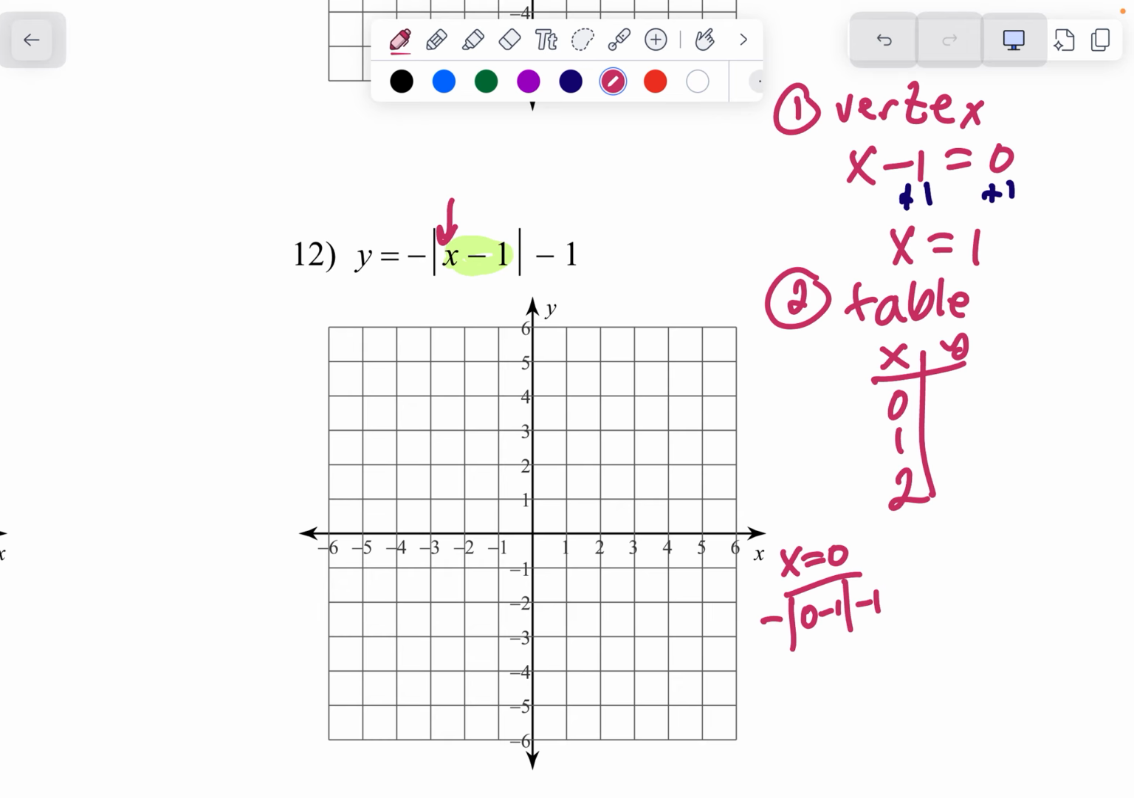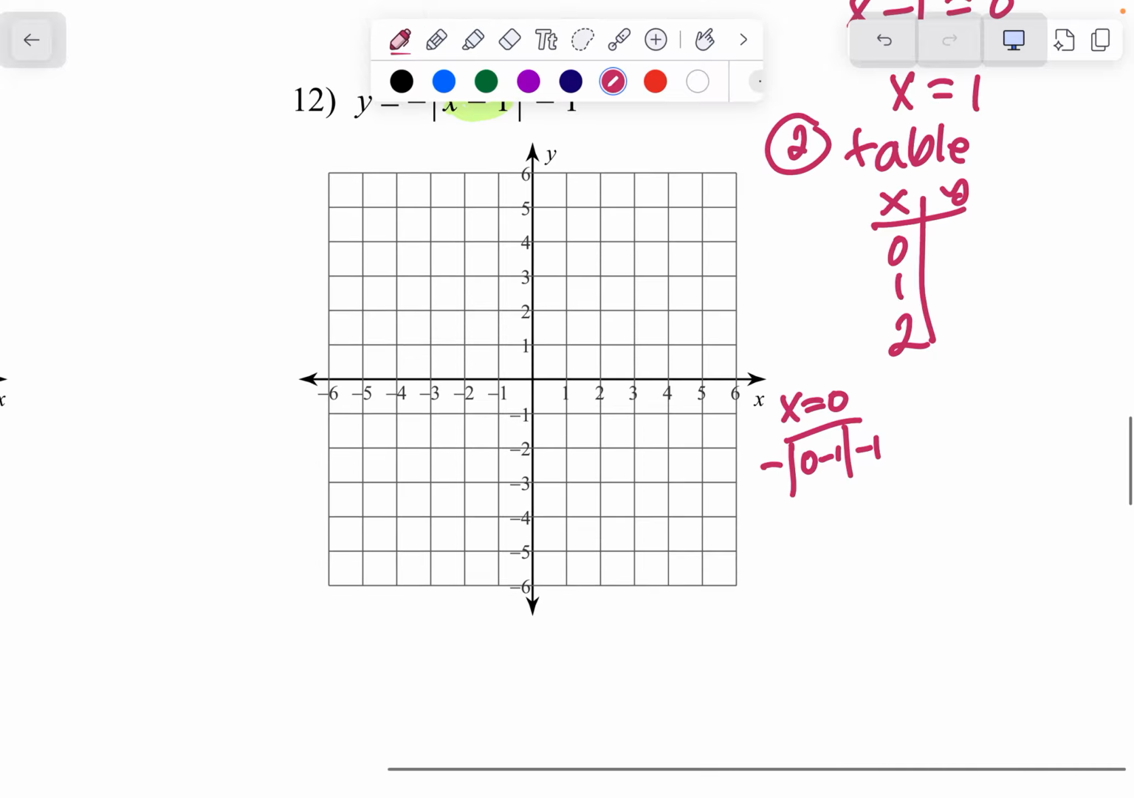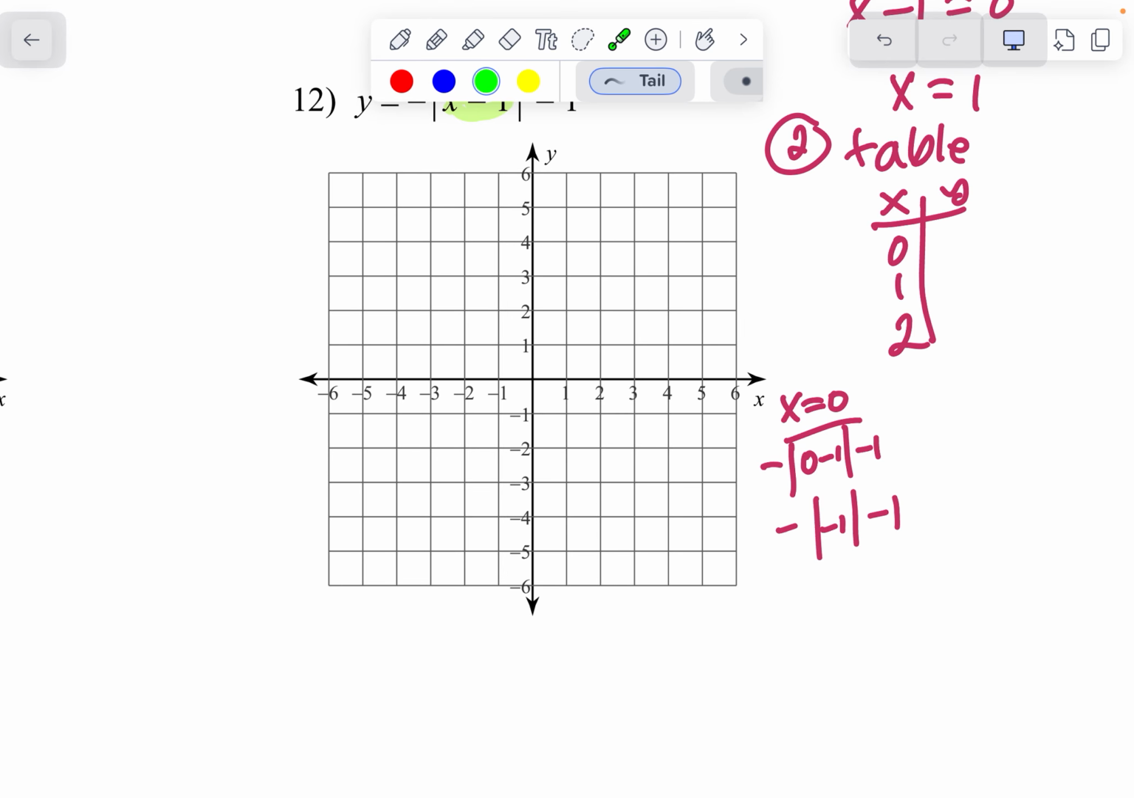Now these ones people tend to mess up, so follow along please. 0 minus 1 inside the absolute value is negative 1. What is the absolute value of negative 1? 1. But there's a negative out in front of it. So it's technically the opposite of that. So what's the opposite of 1? Negative 1. So this becomes a negative of the 1 that you found, minus 1, or negative 2.